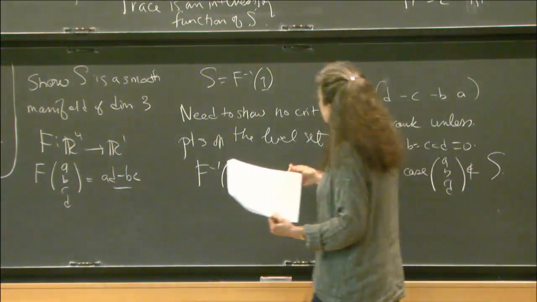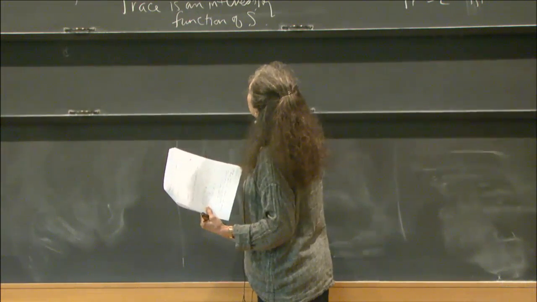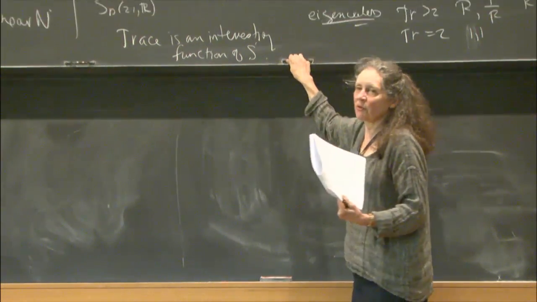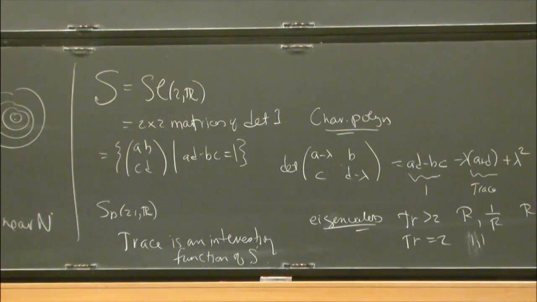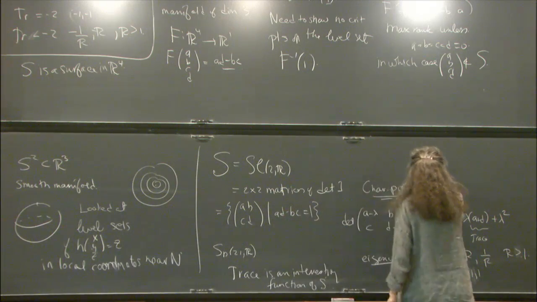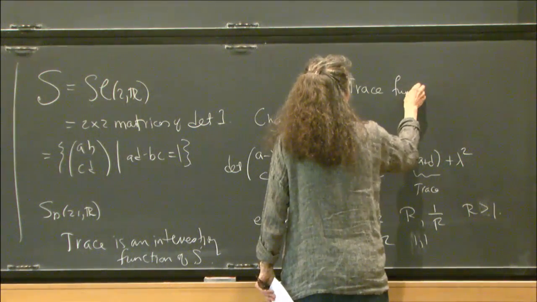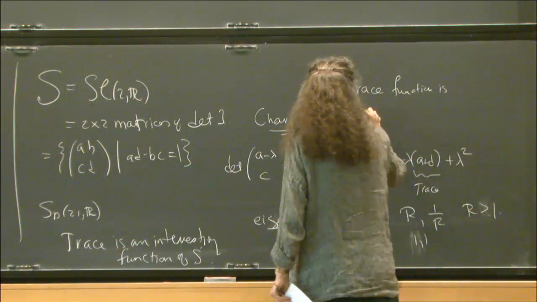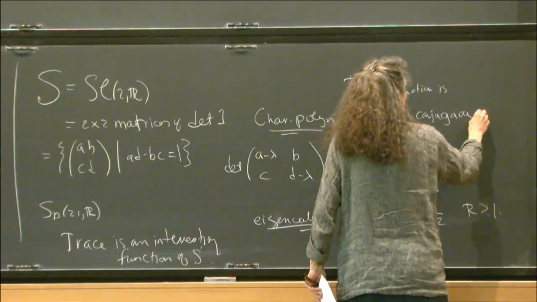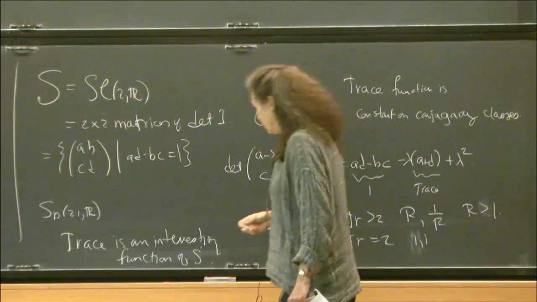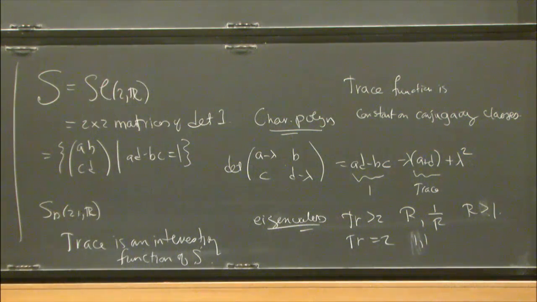Okay, so now the thing that I was interested in was looking at the level sets of the trace function. The trace function is interesting, again, mainly because it determines the eigenvalues. Also, maybe I should point out that the trace function is constant on conjugacy classes. If you conjugate a matrix, you don't change the characteristic polynomial, and you don't change the eigenvalues. Of course, the trace is the sum of the eigenvalues. Does everybody know that? Yes.